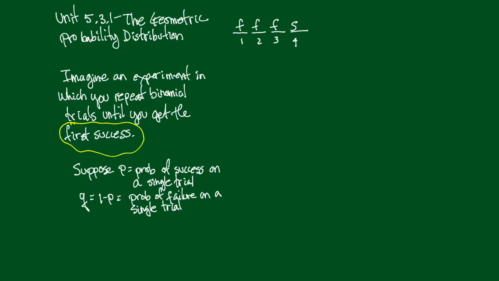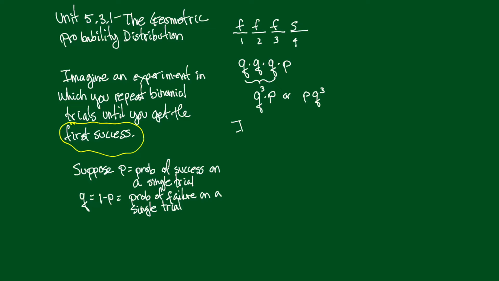Now, the probability of failure on the first trial is q, times the probability of failure on the second trial, q. Probability on the third trial is q, times the probability of the success on the 4th trial. Well, that's going to be a p. So what we've got here is q cubed times p. Or, if you like, maybe p times q cubed.